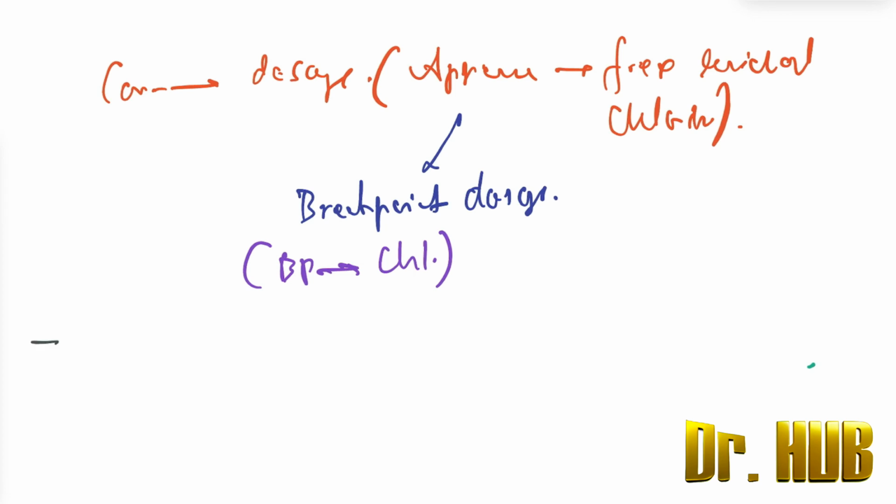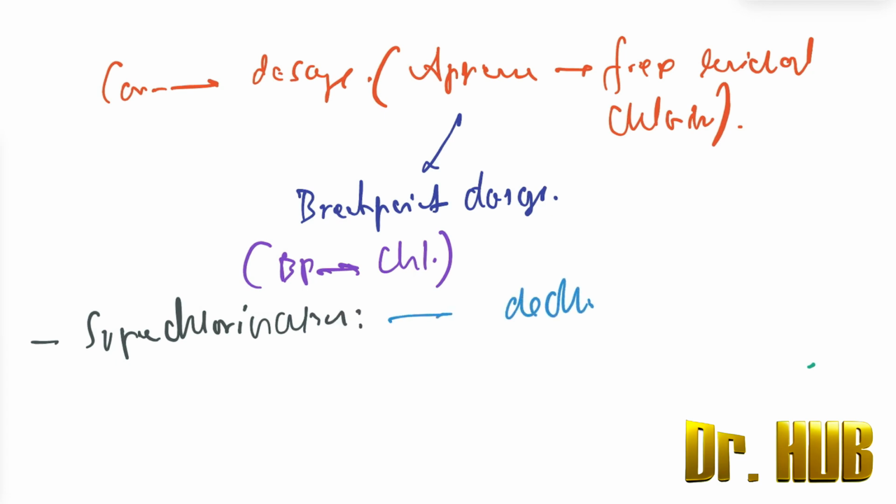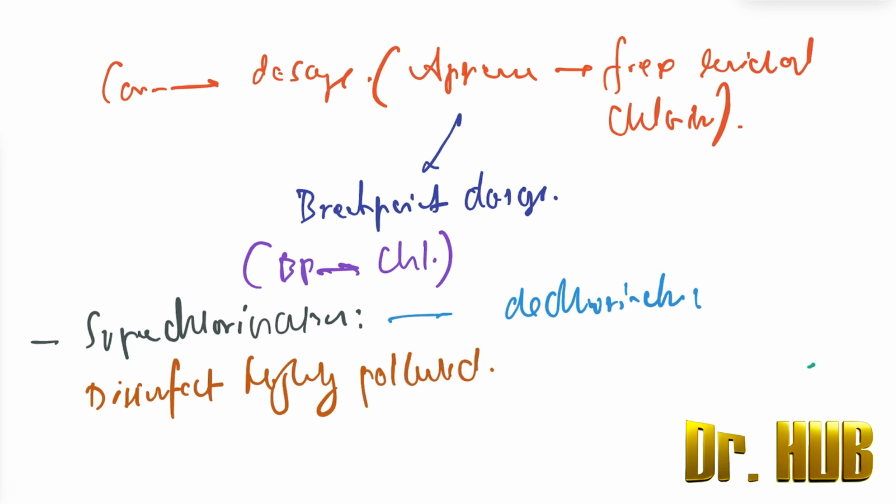Then there is superchlorination, which is followed by dechlorination. It is used to disinfect highly polluted waters whose quality fluctuates greatly.